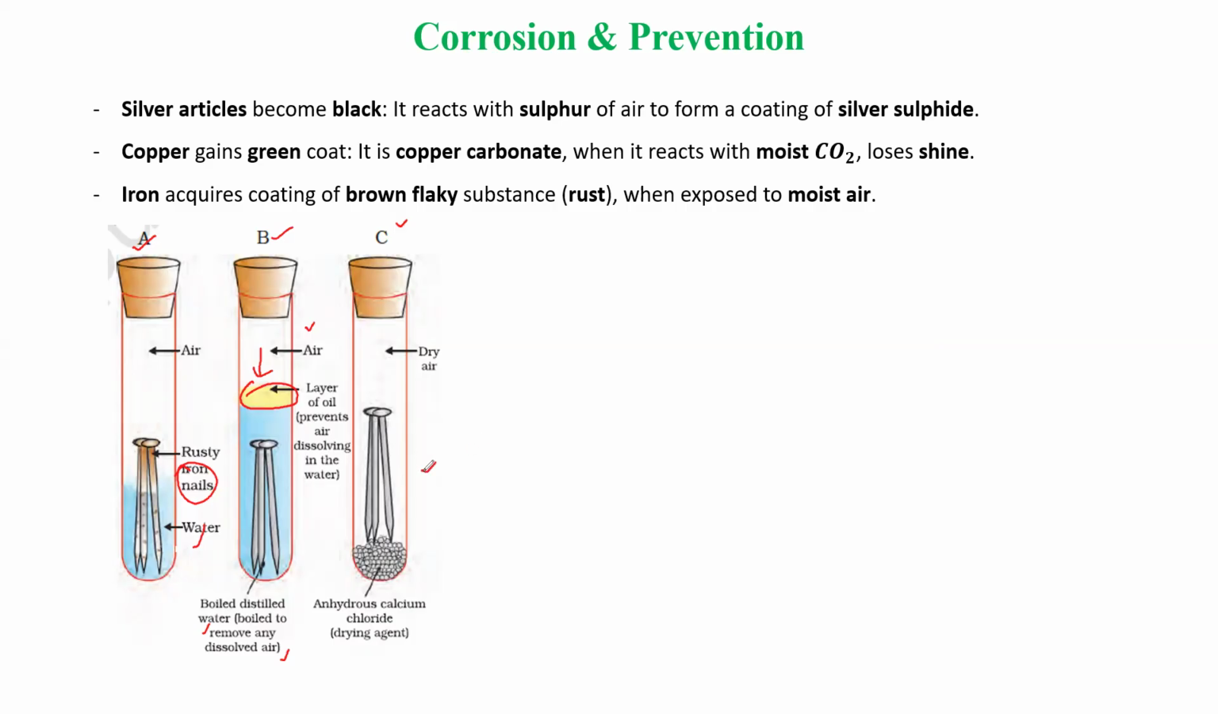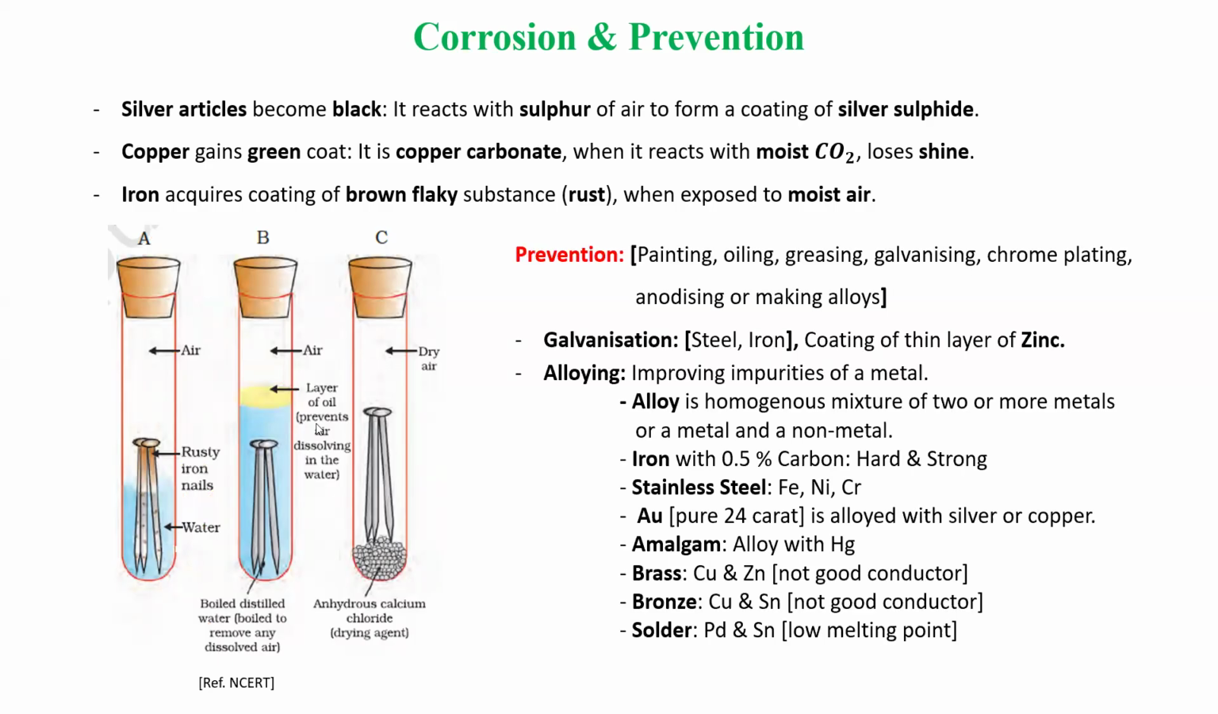In the third situation, here you have dry air, moisture-free air. Okay, so what is used here? Drying agent, that is also important here. That is calcium chloride. So now again in this case, neither moisture is there, nor air is there. So rusting doesn't take place. So from this, what we conclude is that for rusting, moisture along with air is important. That is the essential thing for rusting to take place.